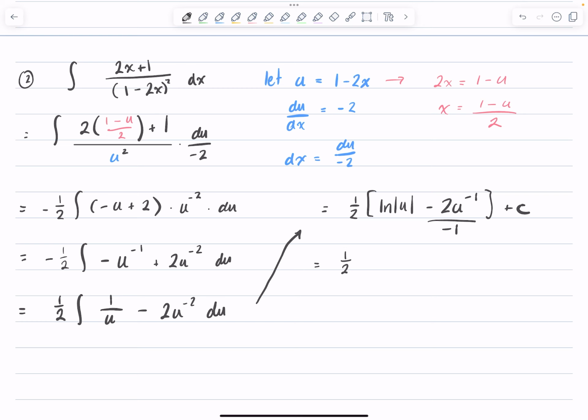Simplifying it out, we get 1/2 of ln u. I'm distributing in the half now. And in this case, we have a negative over a negative, so it's going to be positive, so plus. And I've also got 1/2 times 2, which is going to cancel out, right? So the 2 here is going to cancel with that 2, and I'm just left with u to the negative 1, which is just 1 on u. I've got my plus c at the end. And the final step is to resubstitute my u expression back in, which is 1 minus 2x. So I get 1/2 of ln 1 minus 2x plus 1 over 1 minus 2x plus c.